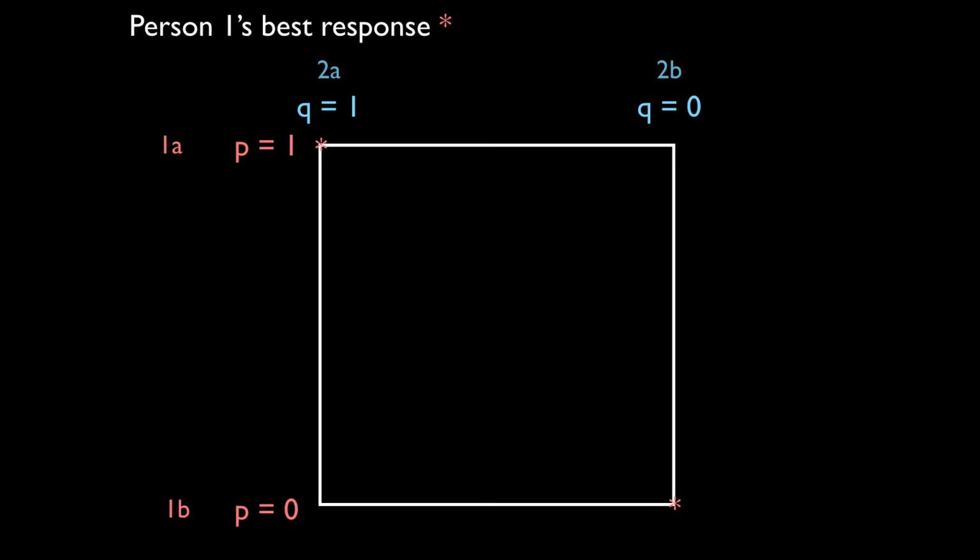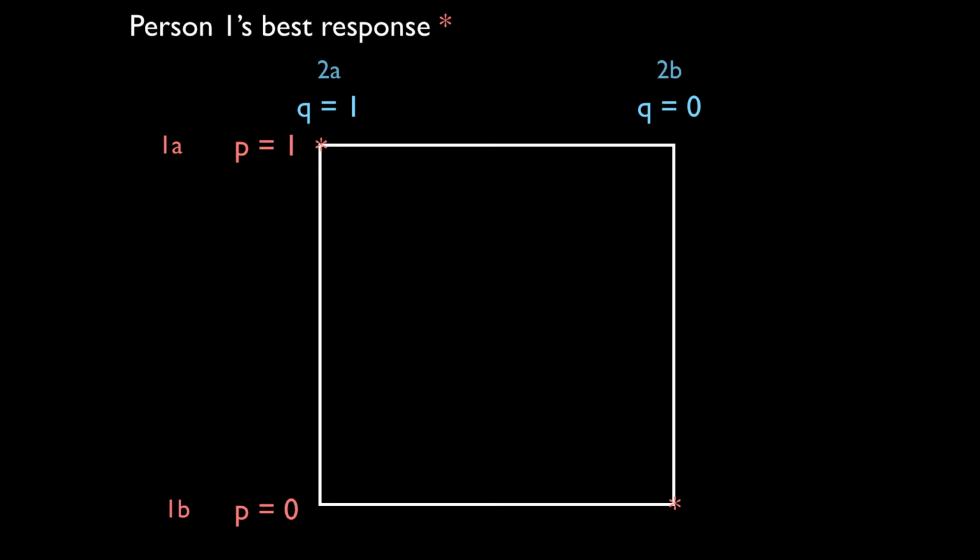Make sense? So we can also do what we did before mathematically. Q is 1, which is the bigger number, A or B? This is 4, this is 1. So if Q equals 1, person 1 should choose A. It is up there. If Q is 0, which is the bigger number, A or B?